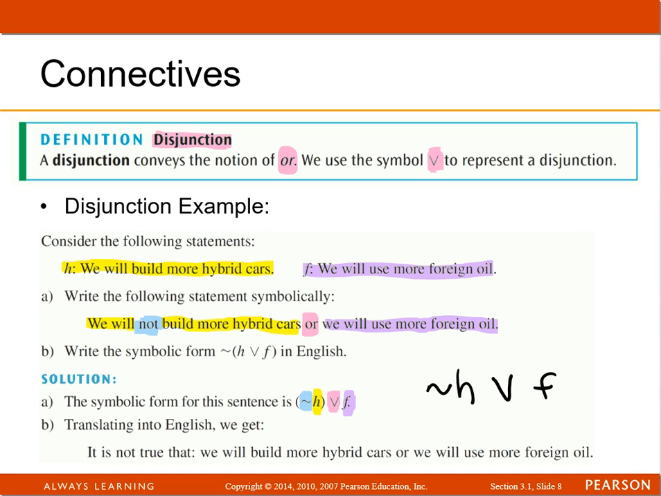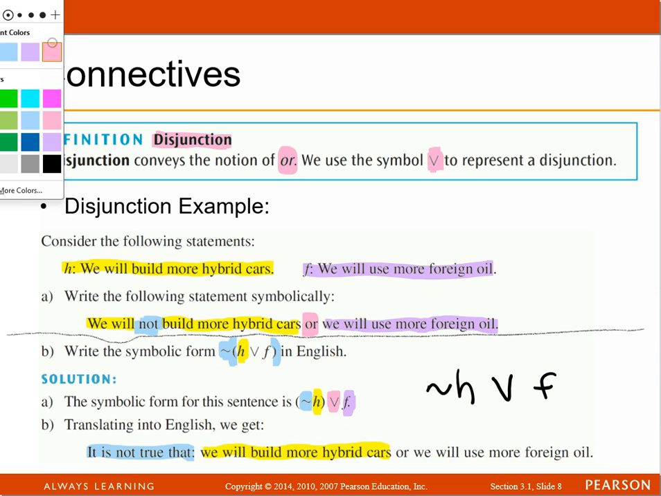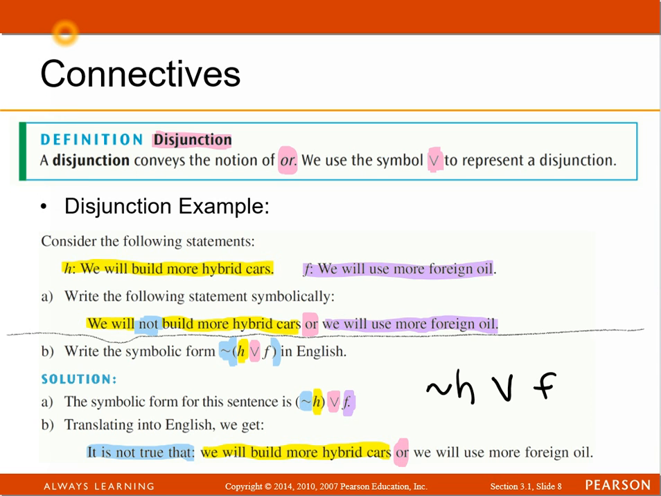And then B says write the symbolic form. Let me just separate this here. That was terrible. It's hard to write vertically. Okay. Write the symbolic form of, now this one has the negation in front of the set of parentheses. So that is when you say, it is not true that. And then what's in the parentheses is an H, which is the words, we will build more hybrid cars. And then you see this symbol here, and that is the word or. And then they have an F, which is the words, we will use more foreign oil. And that's how you would translate it symbolically into English.